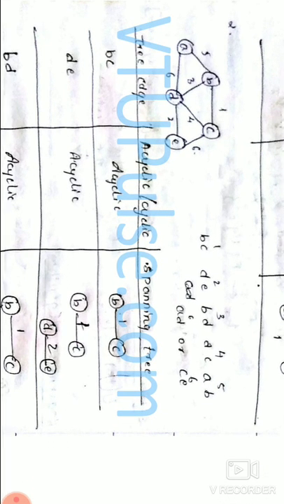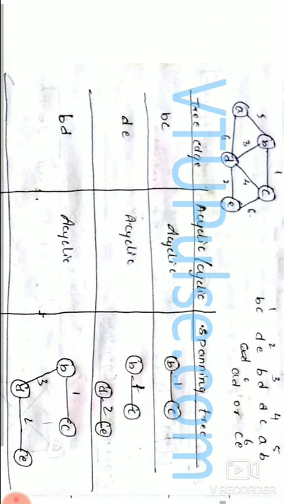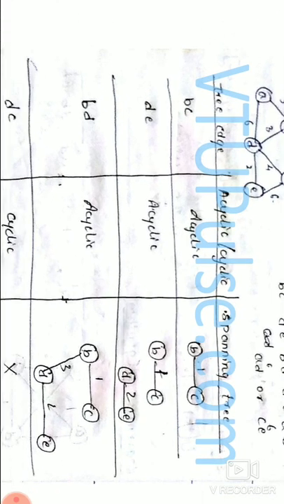So BC 1, DE 2, BD is 3, DC is 4, AB is 5, AD is 6, and CE is 6. Actually it should not be written in this way. It should be written in an edge table as I've shown in the previous example. So you better choose that way. So we'll start implementing our algorithm, finding out a spanning tree.